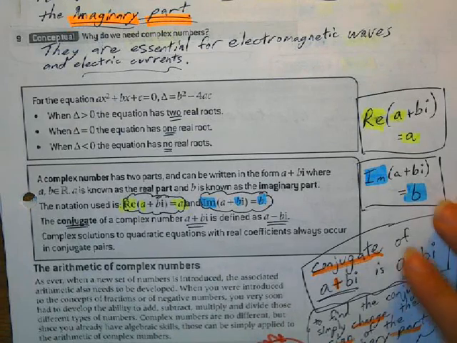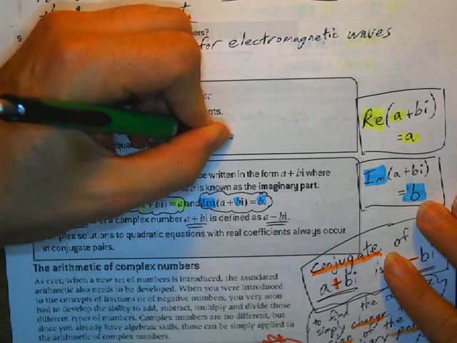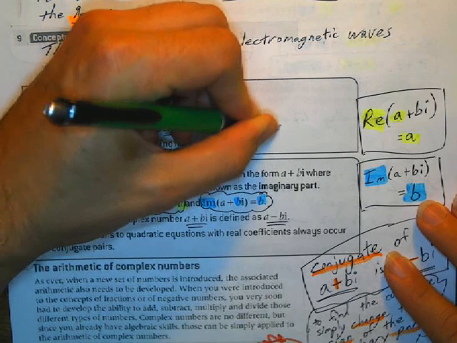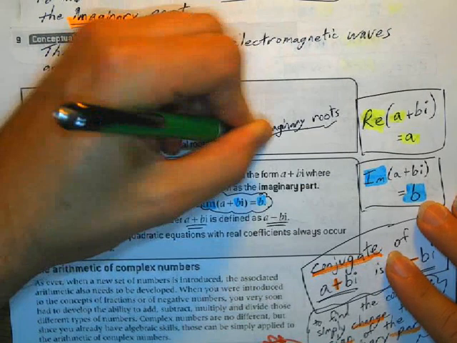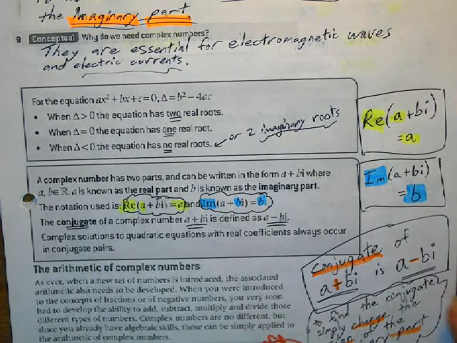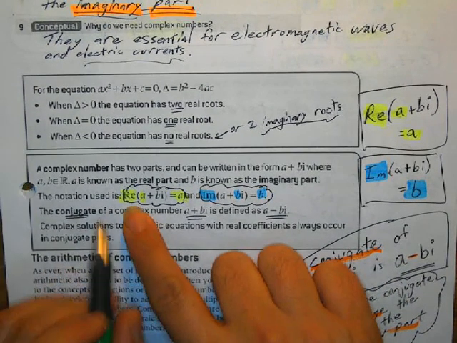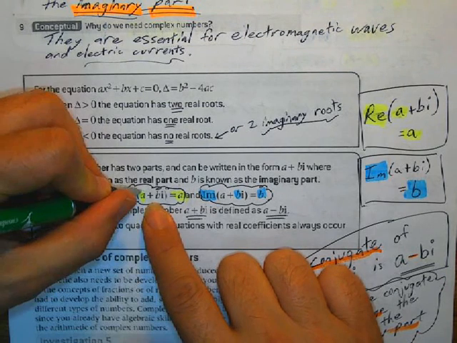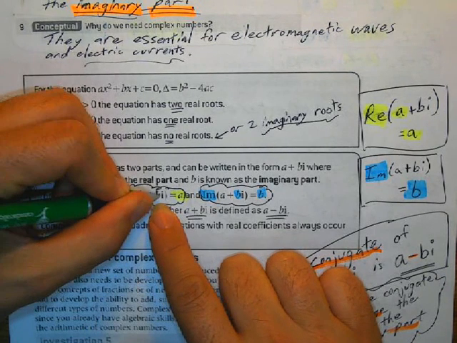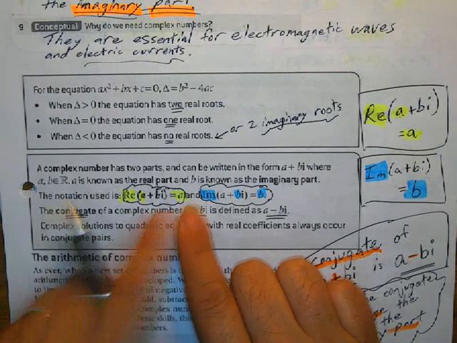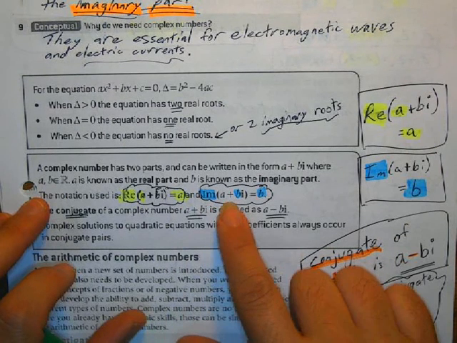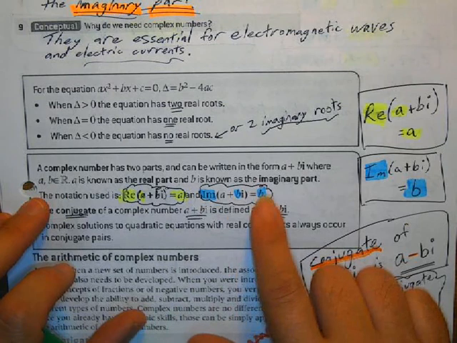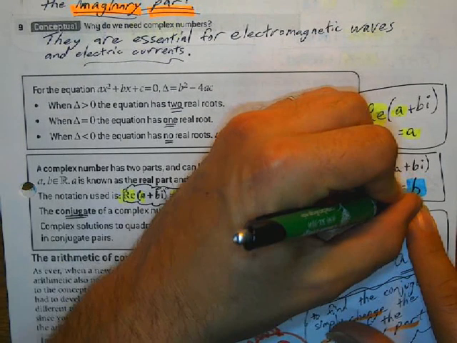Okay, so we should change this to imaginary roots. Okay, so Re(a plus bi) just means what is the real part, and the real part is the a. Im(a plus bi) just says what's the imaginary part, and you only write down the imaginary part.